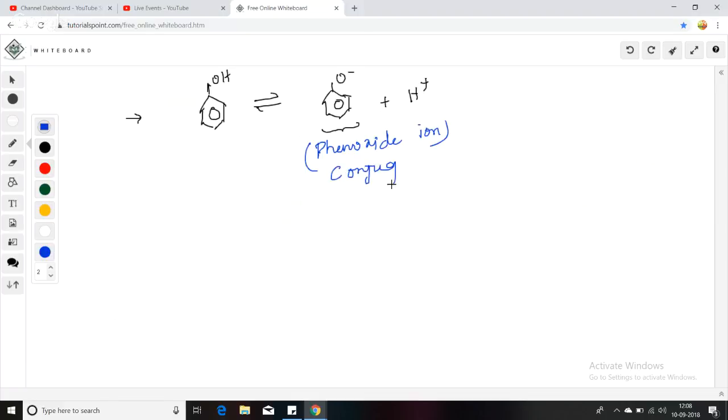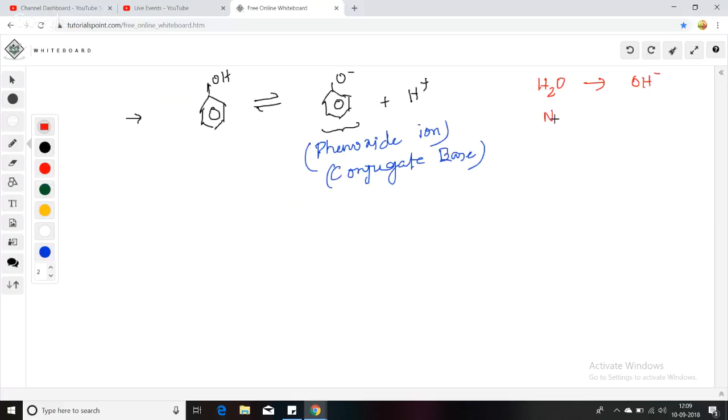How do we draw the conjugate base? You must have done this in ionic equilibrium also. Any molecule, if you remove the H plus ion from it, the negative ion or anion which is left is the conjugate base of that compound. Suppose I take H2O. The conjugate base of this will be what? Remove H plus from this: OH minus is the conjugate base of H2O.